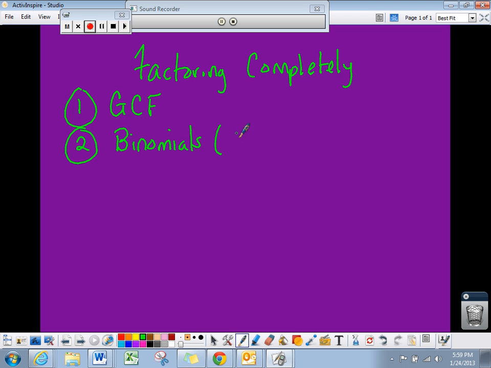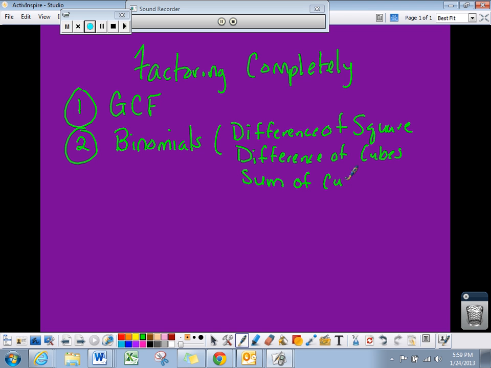With that, you have the difference of squares, or the difference of cubes, or the sum of cubes. So you want to look at all three of those, the difference of squares, the difference of cubes, or the sum of cubes, when you have a binomial. Again, you want to always make sure you do your GCF first.